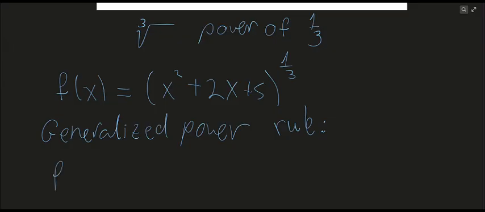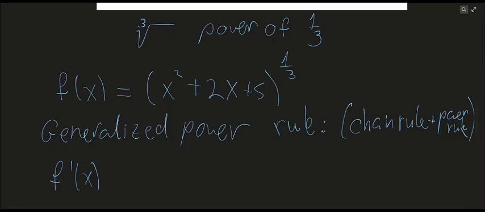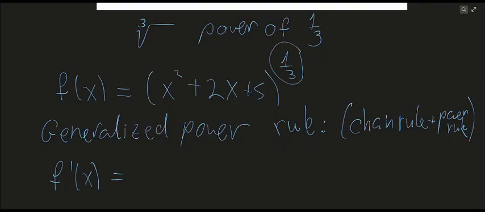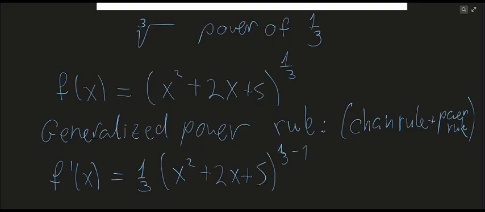What we've got to do is f prime of x is equal to, and you might see this in other authors' works, you can see this as chain rule plus power rule. F prime of x is going to be me applying the power rule on the outer part. Take the 1/3 that's right here and yank it out to the front. 1/3 times x squared plus 2x plus 5, all to the power of 1/3 minus 1. We shave 1 off the power.